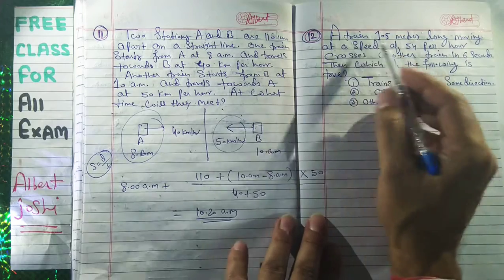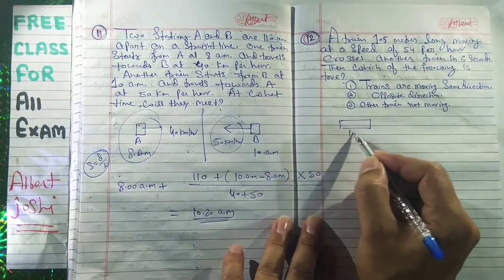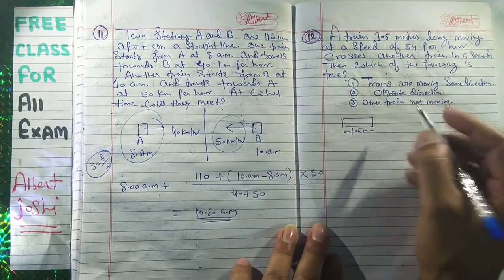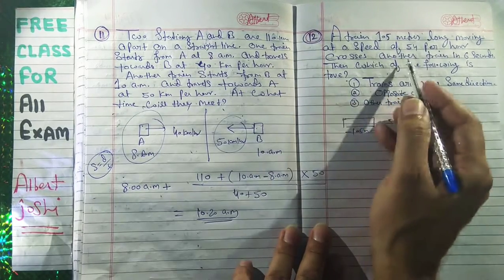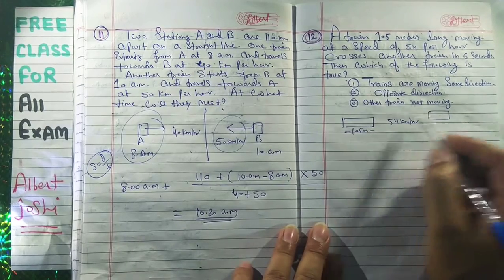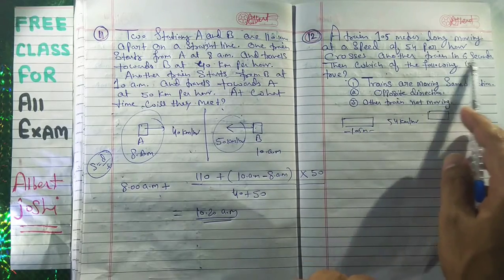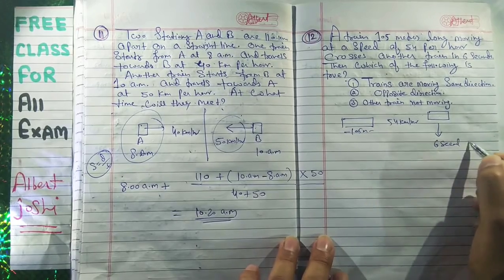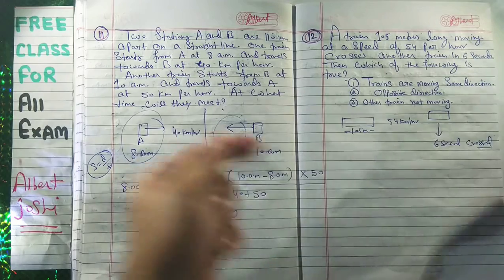The question is: a train 105 meter long, moving at a speed of 54 km per hour, crosses another train in 6 seconds. I don't know whether its direction is this way or that way. It has crossed the other train in 6 seconds, but I don't know the direction.